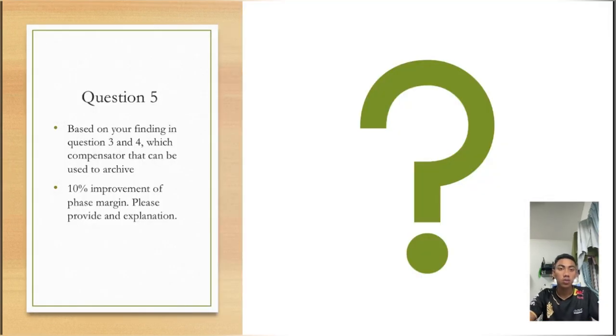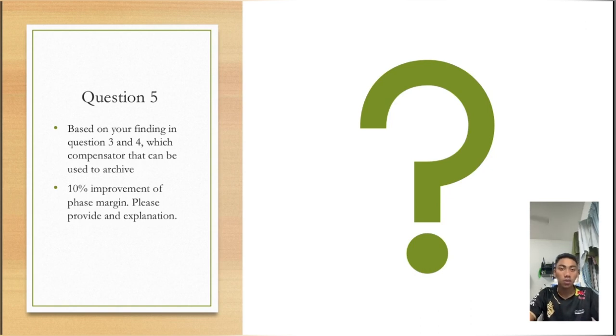Okay, for the next question, question 5. Based on your findings in questions 3 and 4, which compensator can be used to achieve 10% improvement of phase margin? Please provide an explanation.